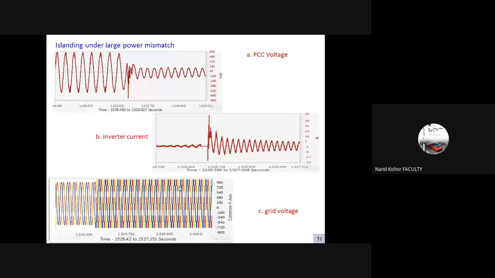In the same way, we have some more study. This is the case of a large power mismatch, that means the active power mismatch between the source side and the load side. For that case, this is the PCC voltage profile you observe, and then the profile of the current from the inverter side, and then the grid voltage side. So this is the waveform.